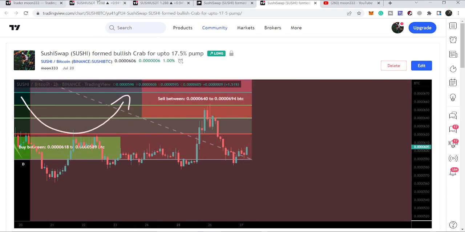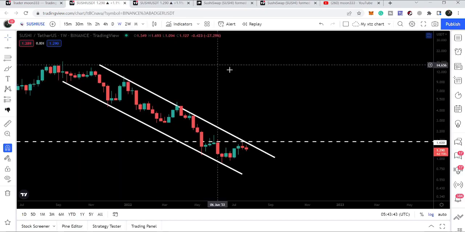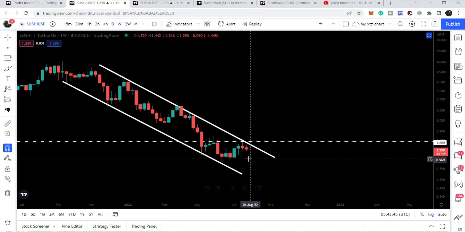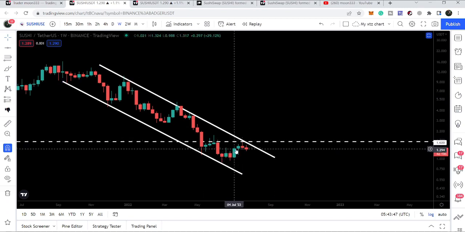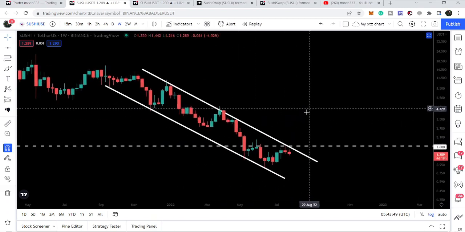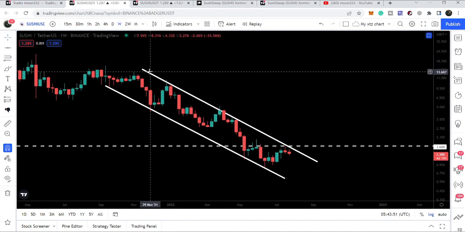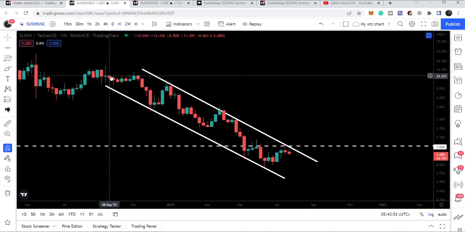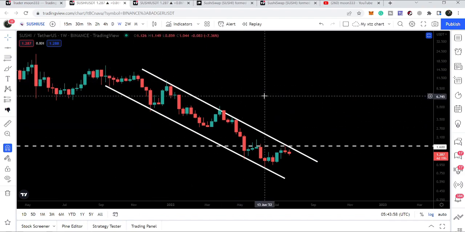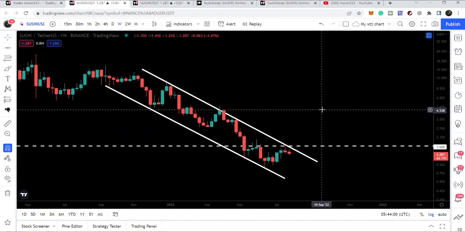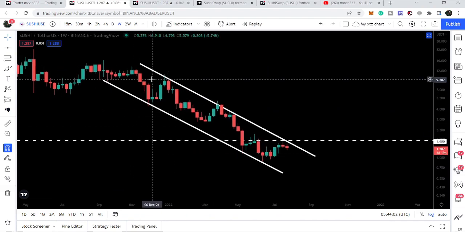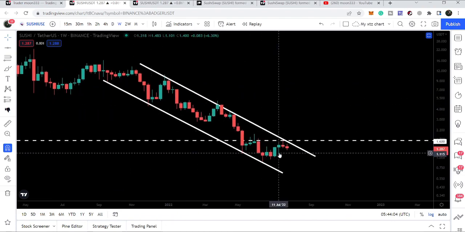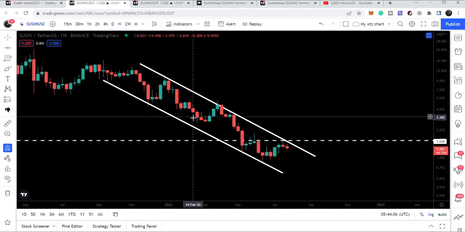Now if we take a look at the live weekly time frame chart, then we can see that during this move it has reached the resistance of this very big down channel, and it entered the channel here in September 2021. By the way, this is SushiSwap with the US dollar pair, and we can see that even after several attempts it is not able to break out this resistance of the channel.